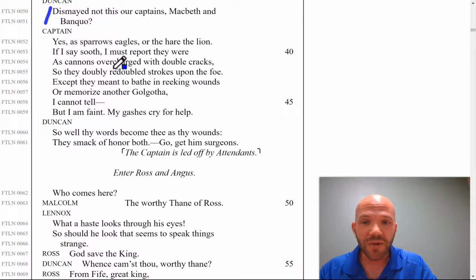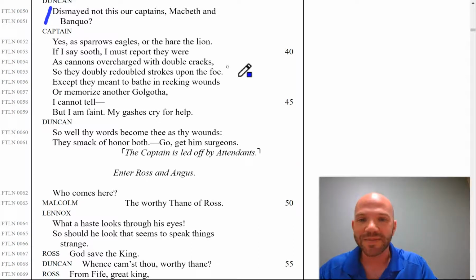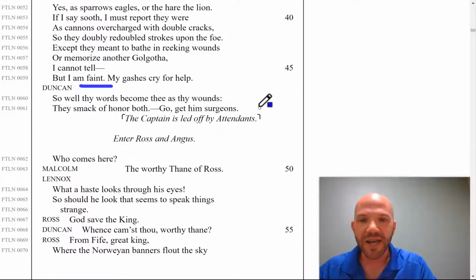Okay, what did they do? "As cannons overcharged with double cracks, so they doubly redoubled strokes upon the foe." They just somehow were even more aggressive and successful against their enemy. All right. And then he starts to faint because he's bleeding. My gaseous cry for help. And Duncan says, "So well thy words become thee as thy wounds."